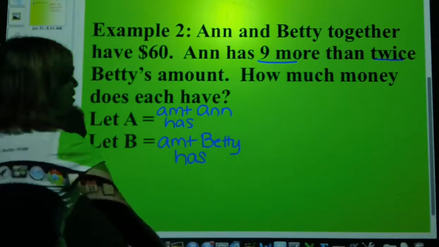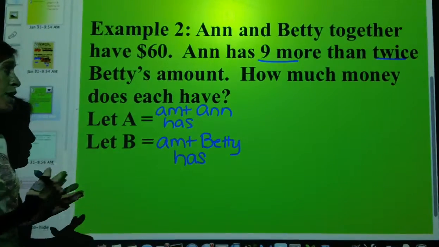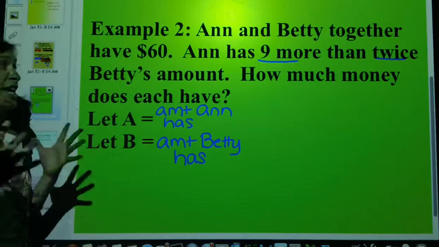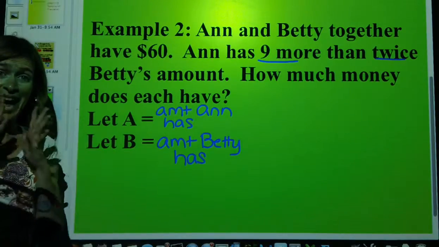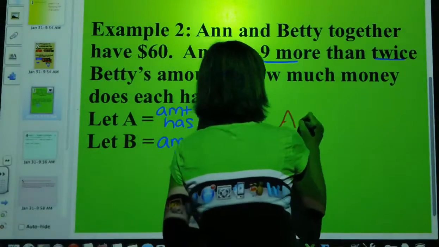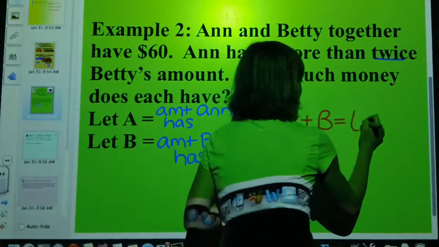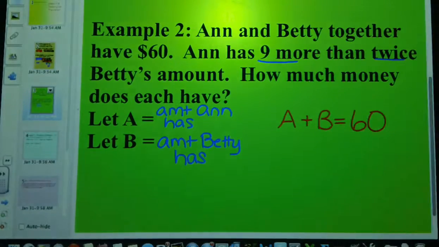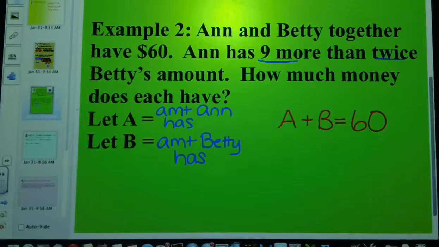Okay. All right, so let's write our first equation. Our first equation is going to relate to how much they have together. Together means add. So Ann and Betty, so A plus B, they have $60. Okay? A plus B, they have $60.